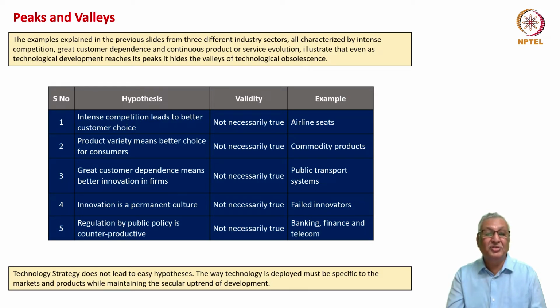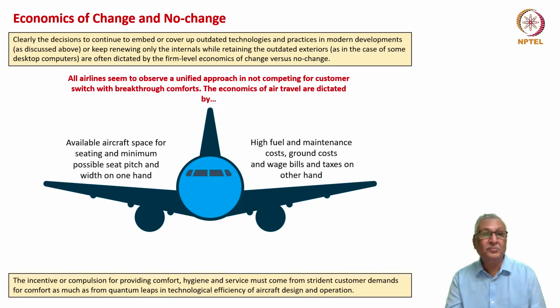Regulation by public policy is counterproductive. Not necessarily true. Banking, finance and telecom have benefited from a certain level of regulation, although over-regulation can kill a sector, as demonstrated by telecom in India. Technology strategy does not lead to easy hypothesis. That is the summary of this. The way technology is deployed must be specific to the markets and products while maintaining the secular uptrend of development. We have to constantly evaluate the economics of change versus the economics or diseconomics of no change.